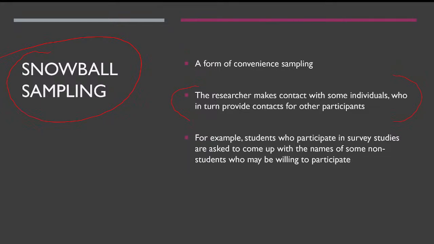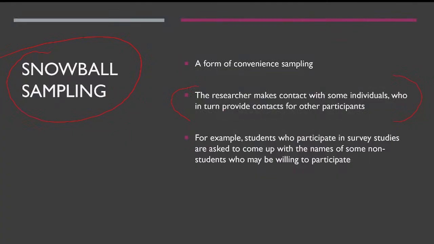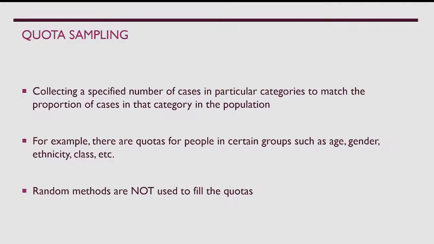Students who participate in the studies are asked to come up with the names of some non-students who might be willing to participate. And you just keep going, you phone those people or contact them by email, and keep that ball rolling for as long as possible. Okay, does that all make sense? It's very straightforward, and like I said, this is principally qualitative. So when you get to the qualitative major lab, definitely think about both convenience sampling and snowball sampling as possibilities. Okay, quota sampling.